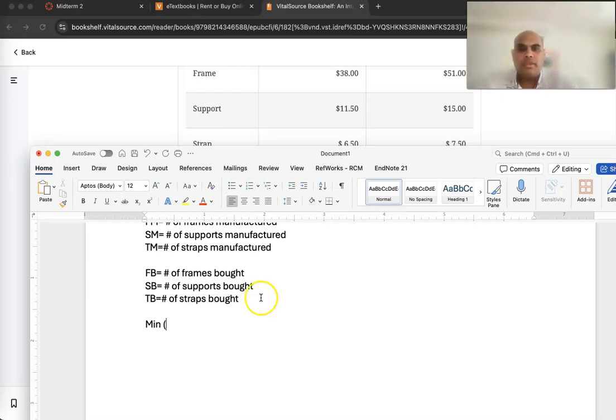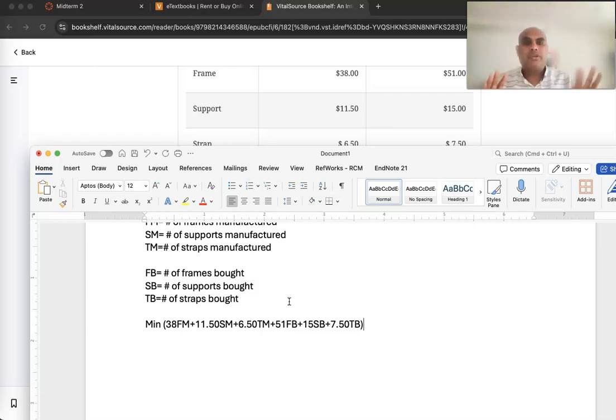Minimize cost, which will be, we know the values, $38 times the number of frames that are manufactured plus $11.50 times the number of supports that are manufactured plus $6.50 times the number of straps that are manufactured, plus $51 times the number of frames that are bought plus $15 times the number of supports that are bought plus $7.50 times the number of straps that are bought, right? So that's the total cost.